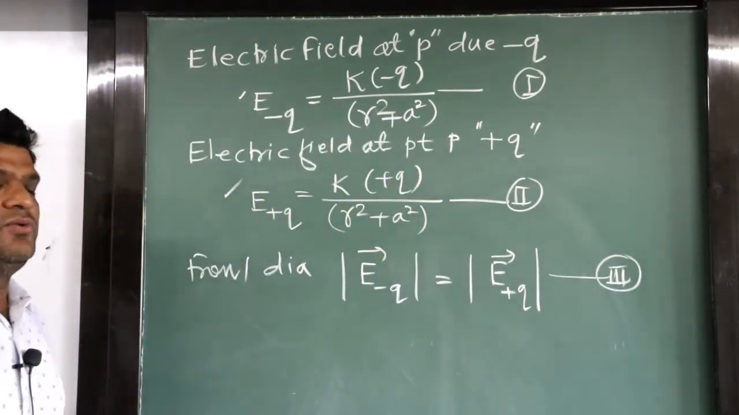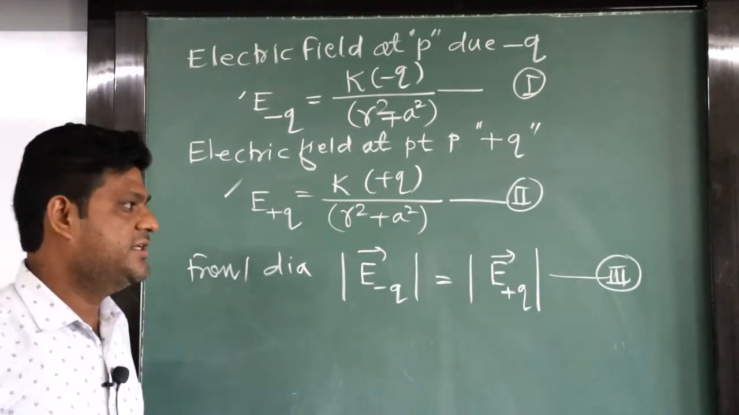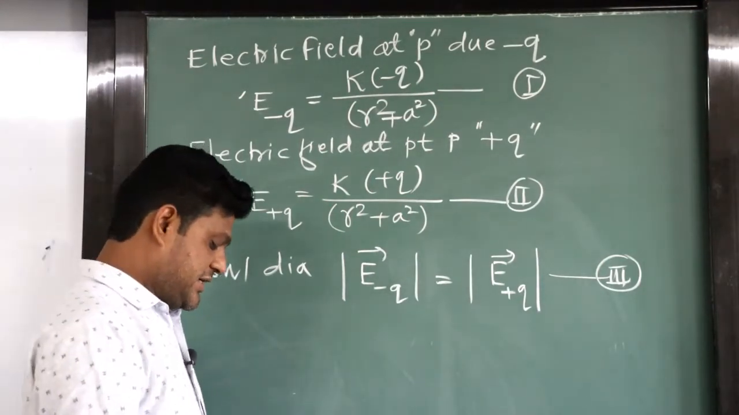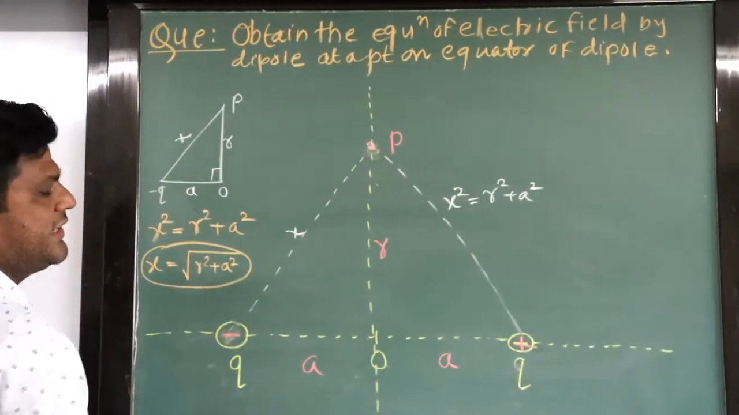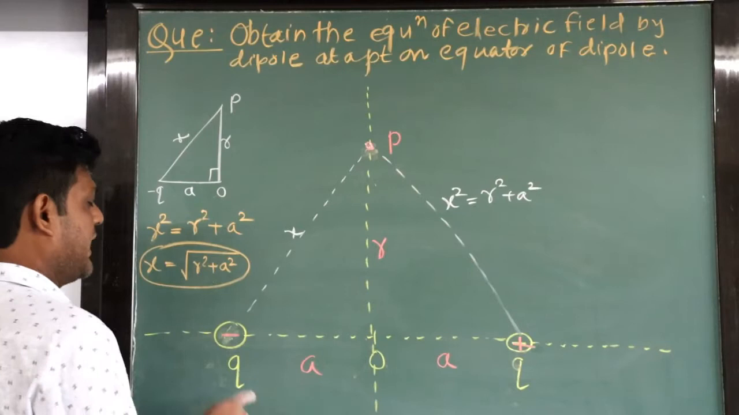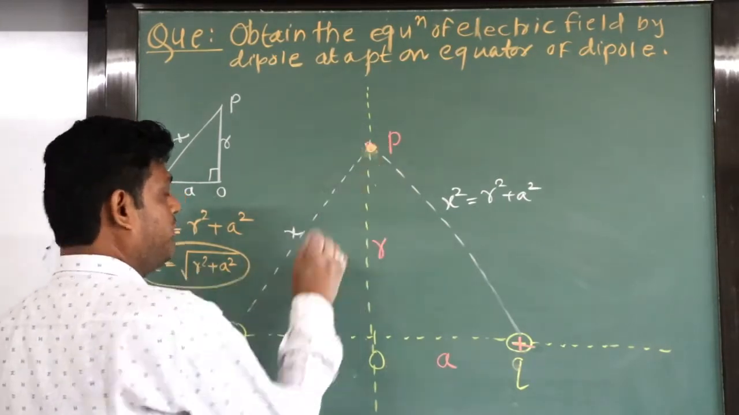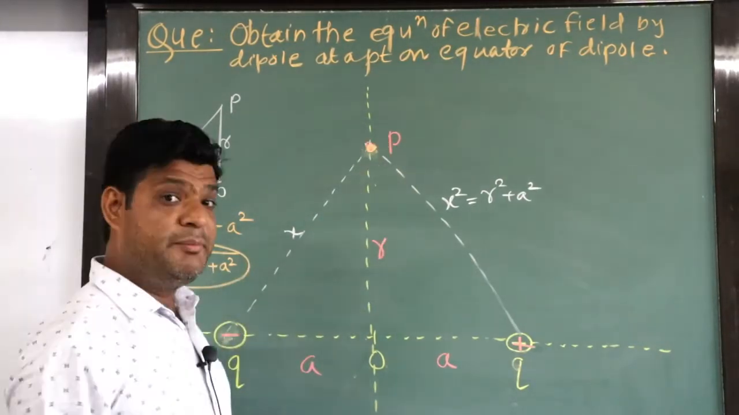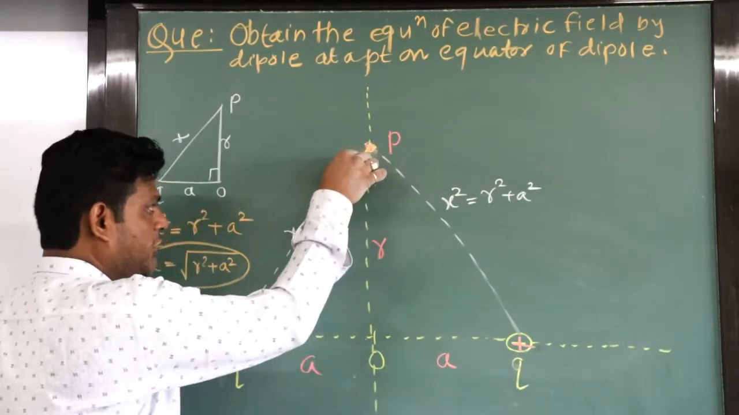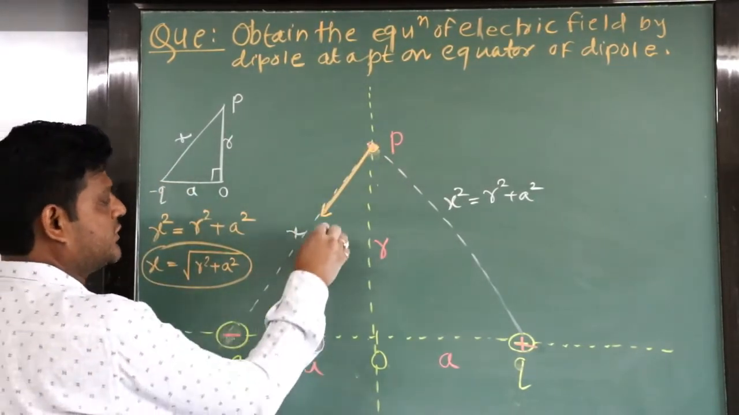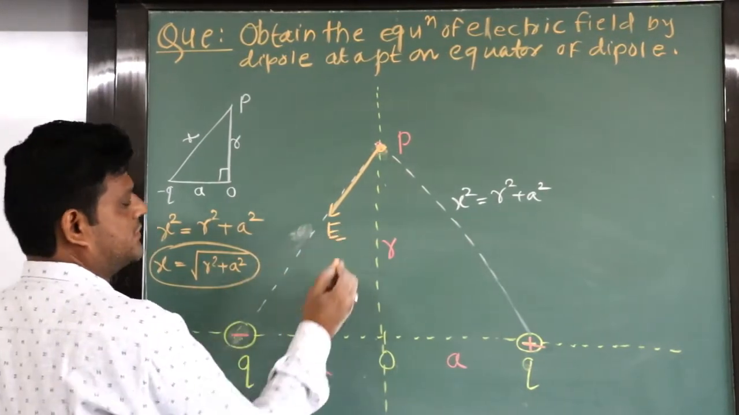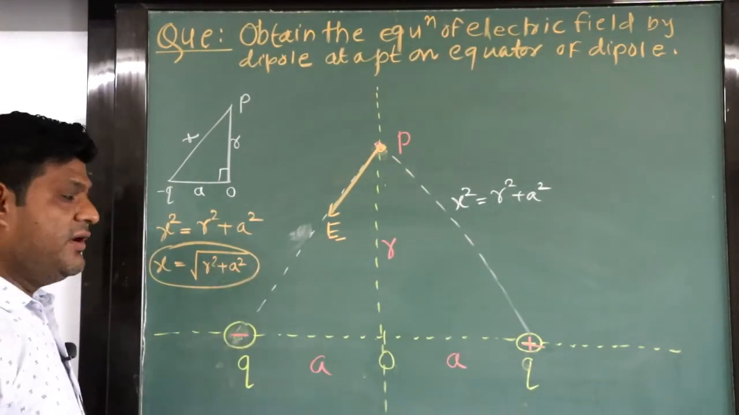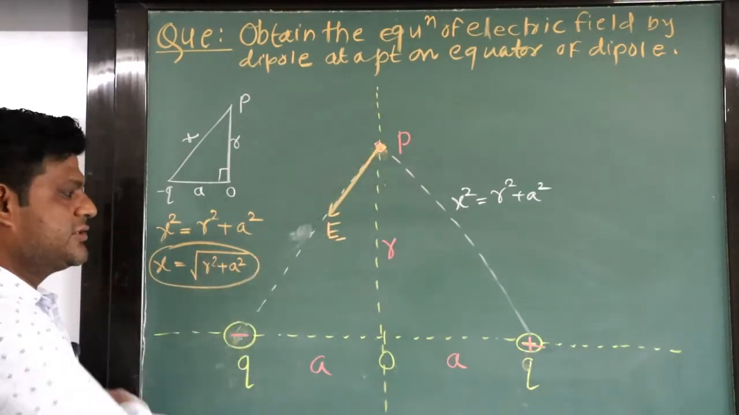Again, now what about direction? Once again we will understand the diagram for the direction of electric field at point P. The direction of electric field at point P due to the minus q charge will be towards the minus q. Suppose it is denoted by E minus. E minus will be the direction of electric field at point P due to the minus q charge.